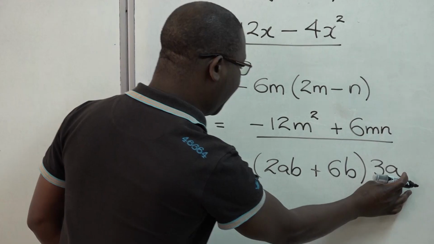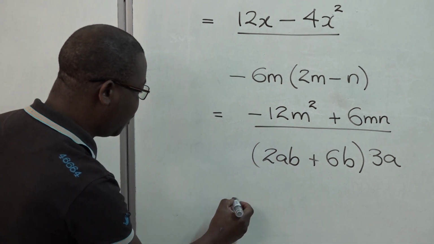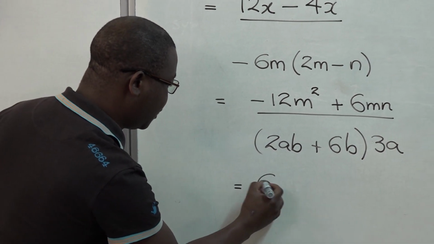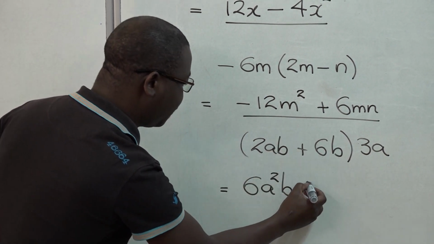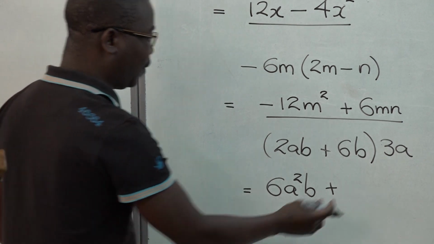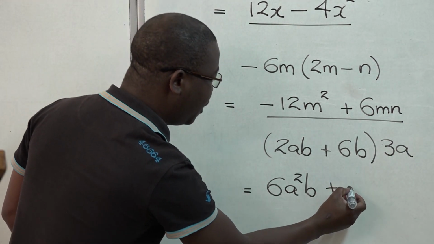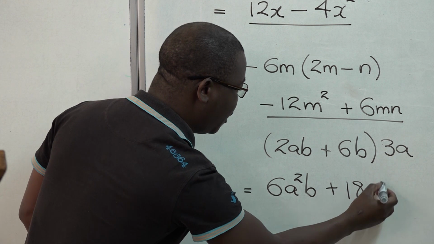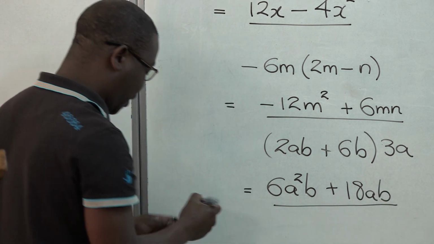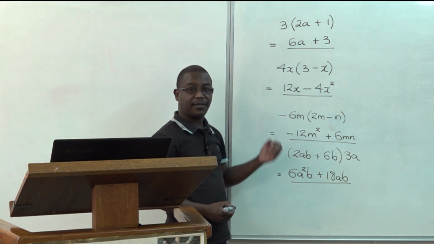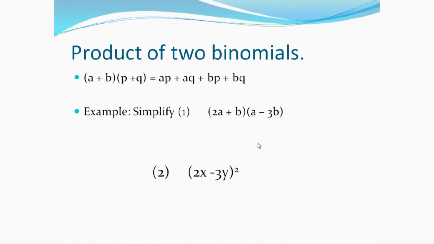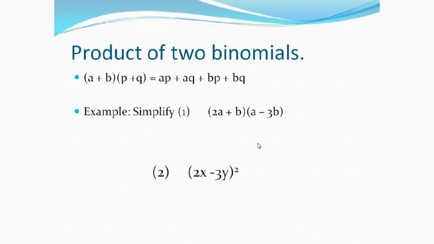So I'll multiply 3a multiplied by 2ab. And that gives us 6a squared b. They are all positive, so there's nothing to stress about. And then 3a times 6b becomes 18ab. So the multiplication in this case is very, very similar to the multiplications that we have done in the earlier examples. In our next lesson outcome, we are going to look at the product of two binomials.